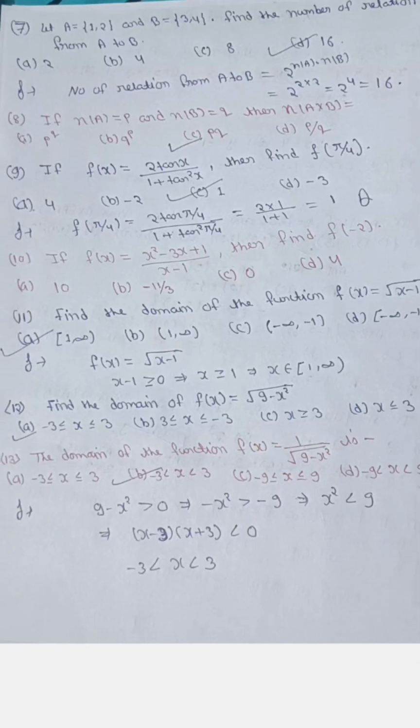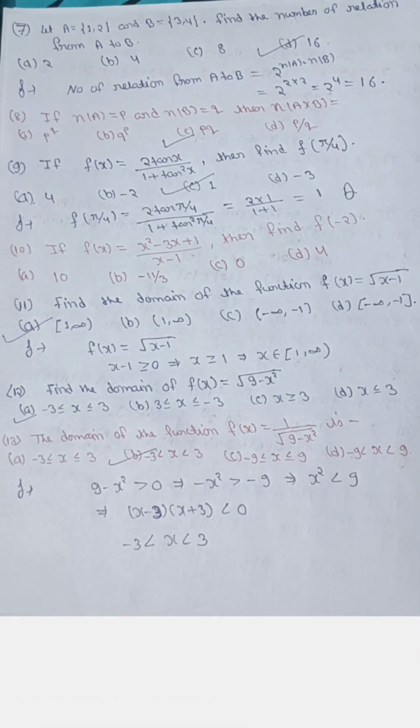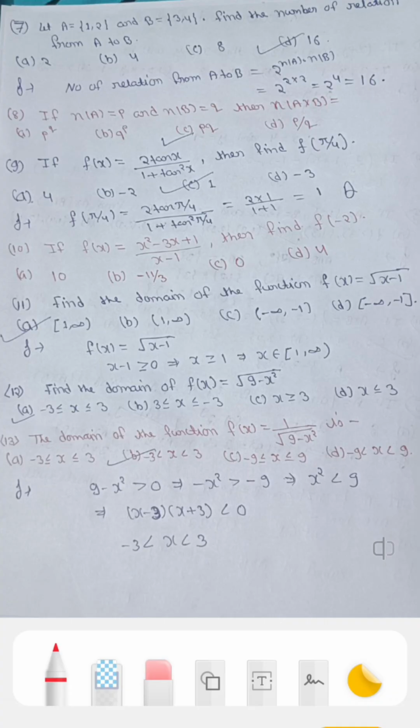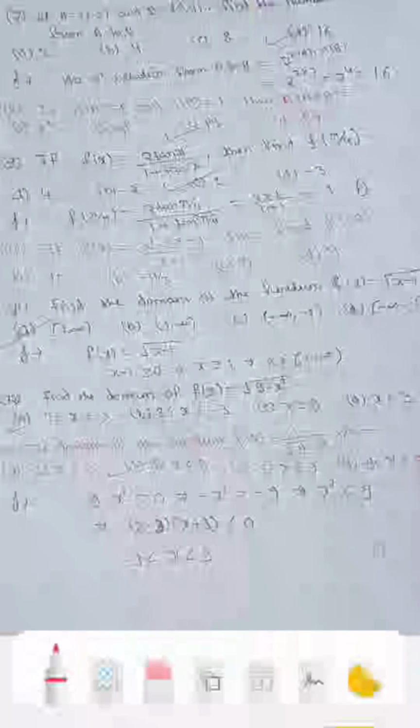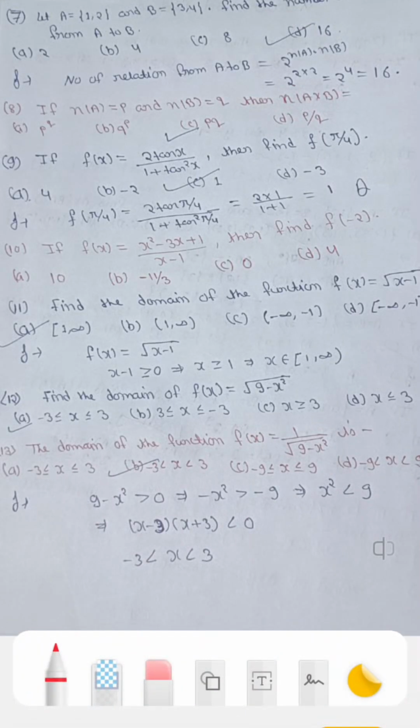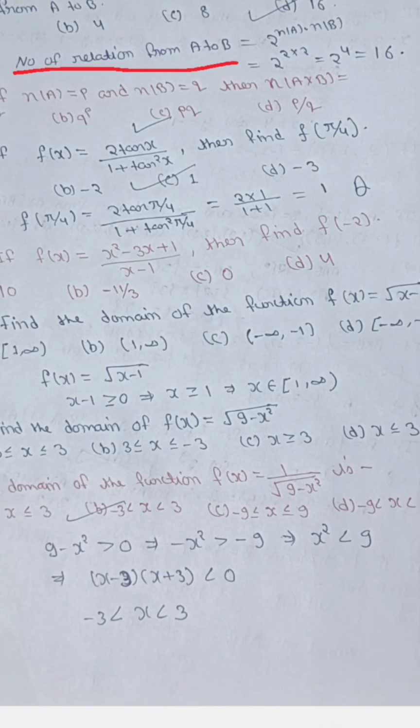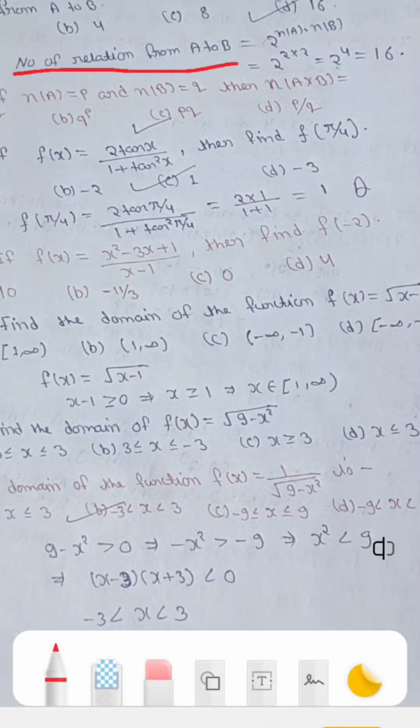Question number 7. Let A equal to the set {1, 2} and B equal to {3, 4}. Find the number of relations from A to B. We use the formula for the number of relations from A to B. We discussed how to find the number of relations from A to B in previous classes. So check out. The number of relations from A to B is 2 to the power n(A) into n(B).